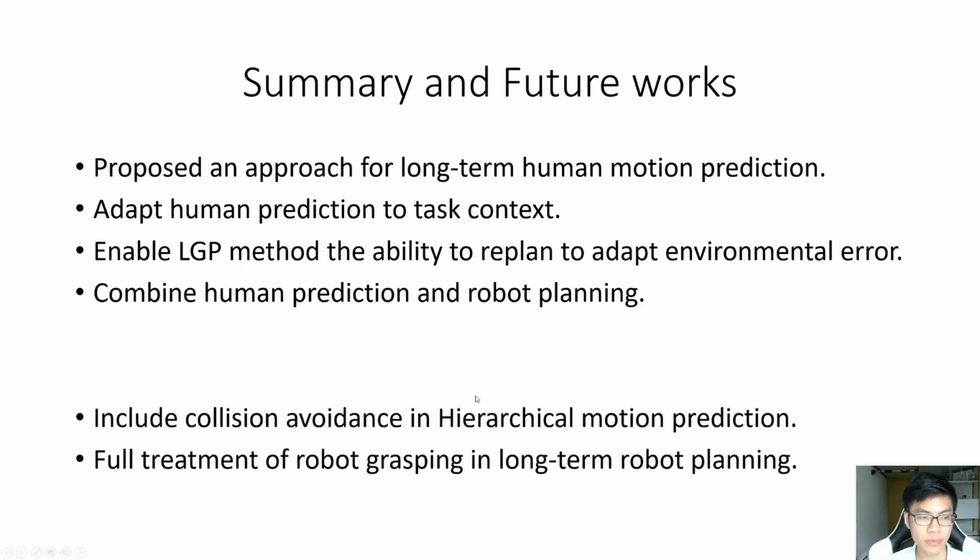So in the future, we will include collision avoidance in the human motion predictions and full treatment of the robot's wrapping constraint in long-term robot planning.